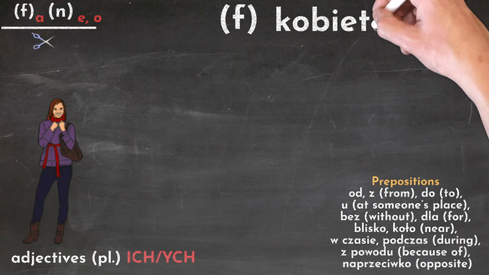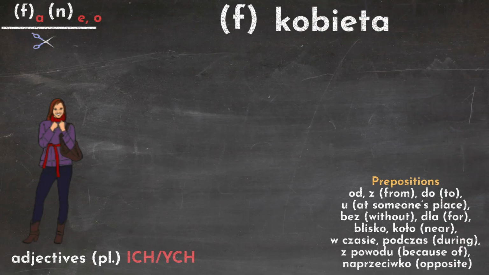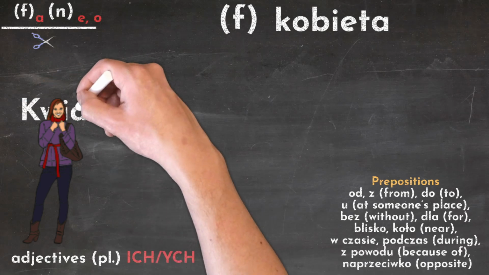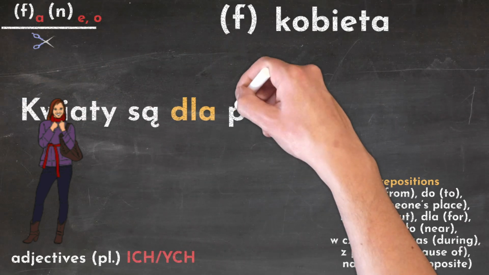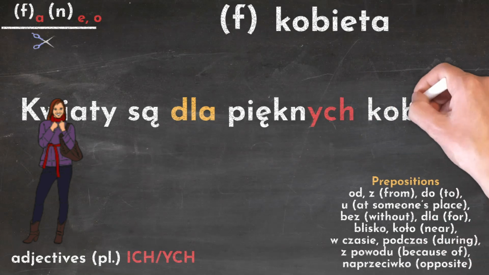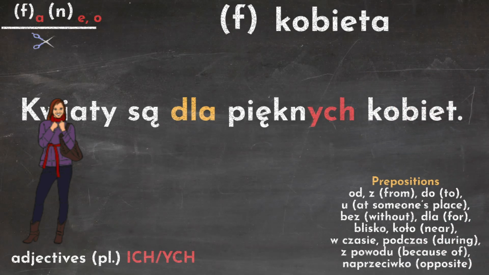Kobiet. Kwiaty są dla pięknych kobiet. Kobieta, a feminine noun, will lose the vowel when pluralized in the genitive case. The describing adjective takes the ending ych. Pięknych kobiet.